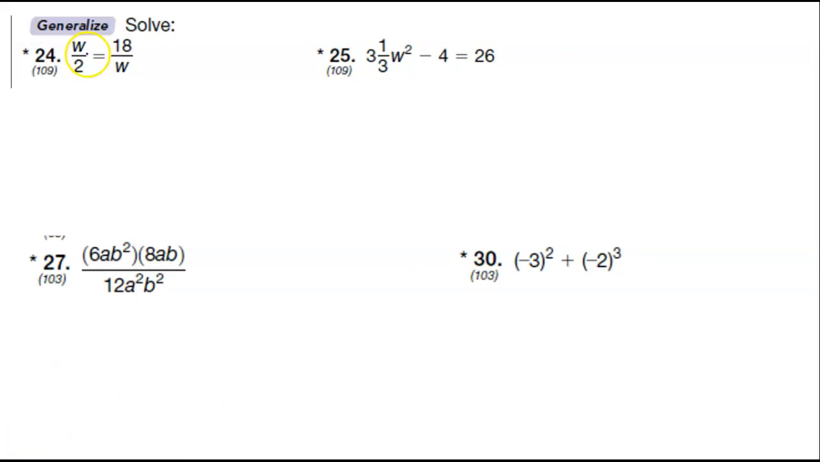All right, we're going to cross multiply here. 2 times 18 equals W squared. So that's 36 is equal to W squared. Square root each side, we get 6 equals W.